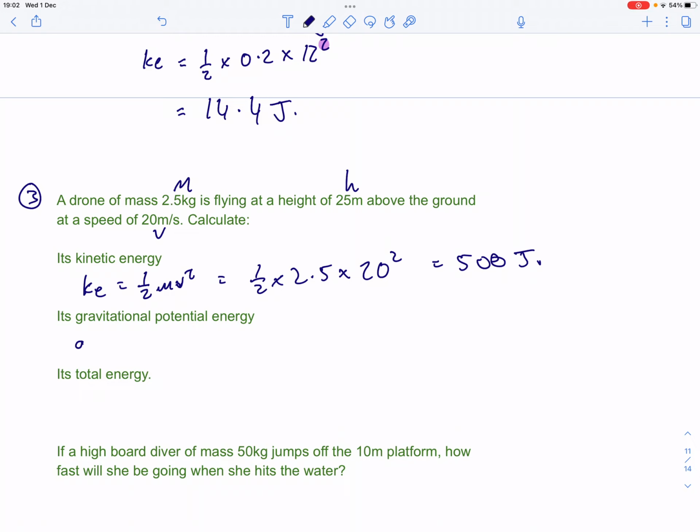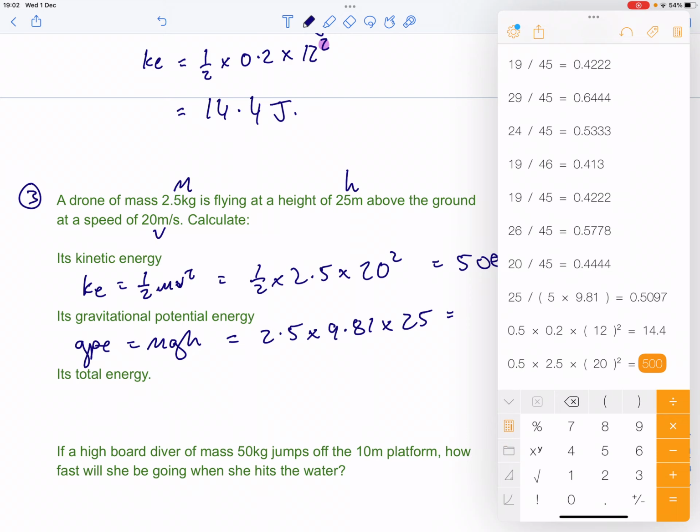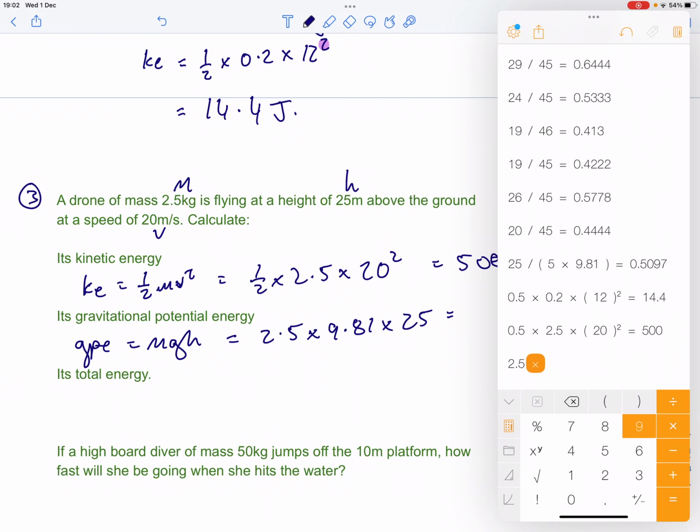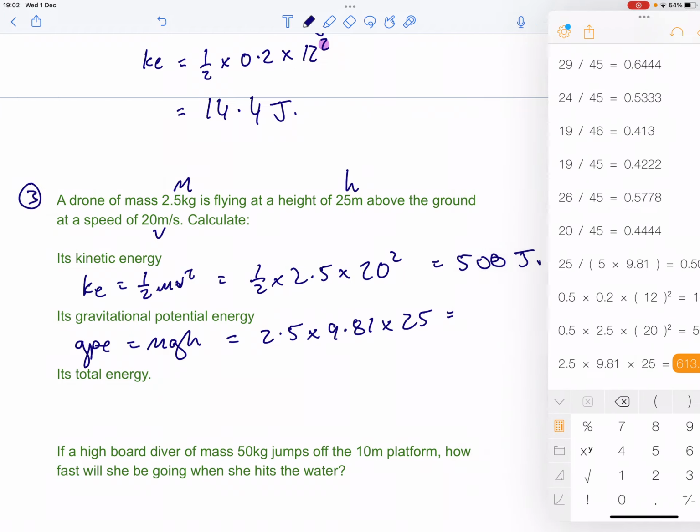And the gravitational potential energy, or the GPE, is mgh again. So that's equal to the mass of the object, which is still 2.5, the gravitational field strength on the Earth, 9.81, multiplied by the height, 25. When we multiply all that up, 2.5 times 9.81 times 25 gives us 613.125. I'm going to keep it at 3 significant figures, although I probably should round it down to 2. 613 joules.